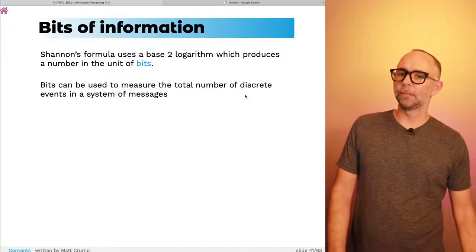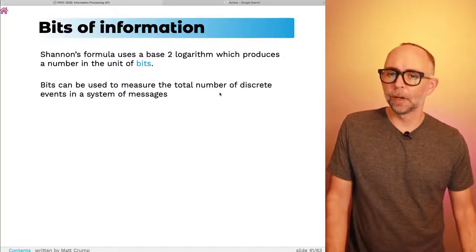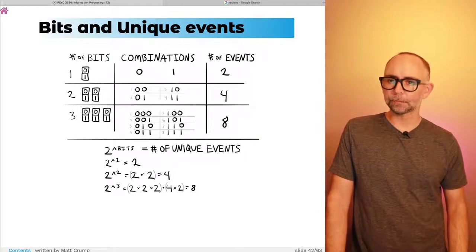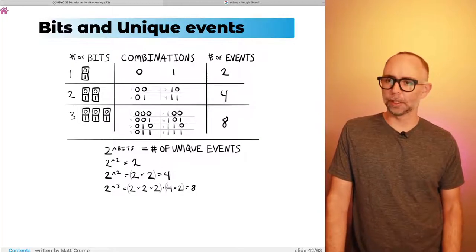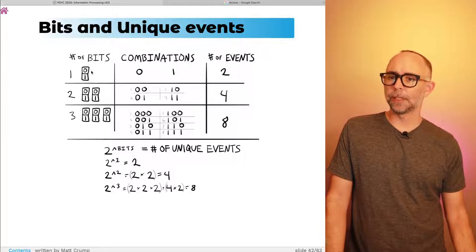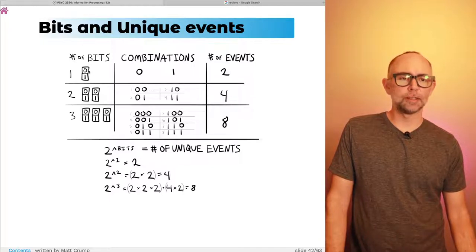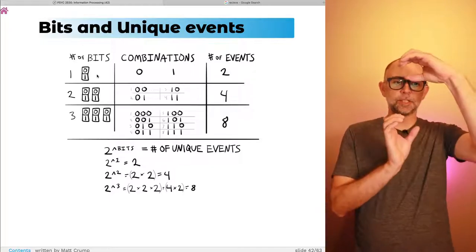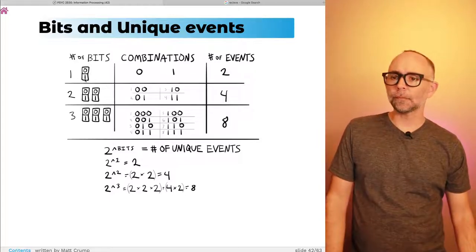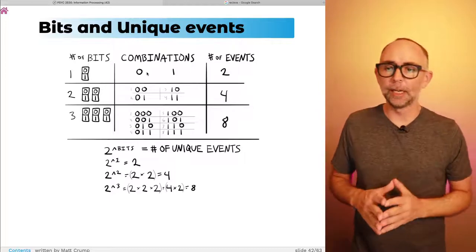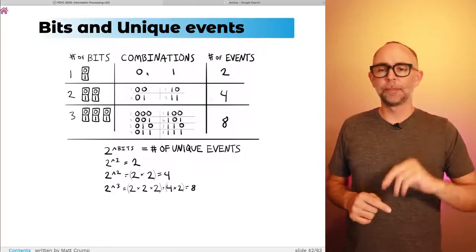So bits can be used to measure the total number of discrete events in a system of messages. Here's a little picture for this. This is from the textbook. Now let's think about the first scenario here. What I have up here is 1 bit. So number of bits, 1. And I've got this thing that looks like a domino. It's just showing us a 0 and a 1. All right. The point is that 1 bit can have one of two states, 0 or 1.